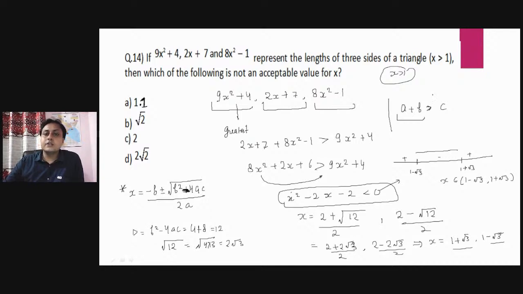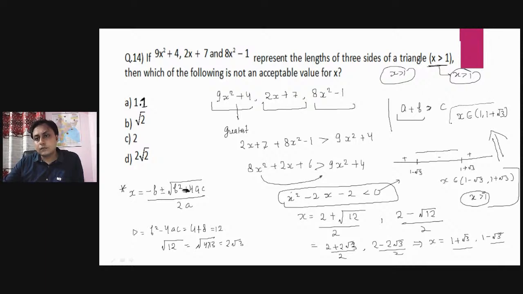But guys, it is also given in the question that x is greater than 1. This should be fulfilled now. When you combine these two, when you take the intersection, what will we get? The range of x should be 1 to 1 plus root 3. So guys, the acceptable value of x is between 1 and 1 plus root 3.